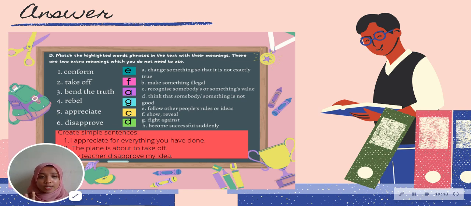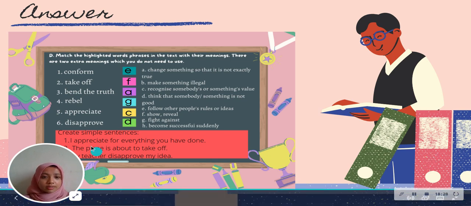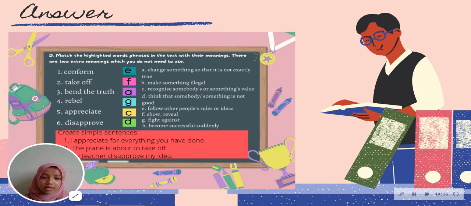Like me, I make three simple sentences. The first sentence is, I appreciate everything you have done. I use the word appreciate here. What I mean in this sentence is maybe my friend or anyone who helped me. I really appreciate everything that they have done for me, and that's why I say that I recognize somebody or something's value.